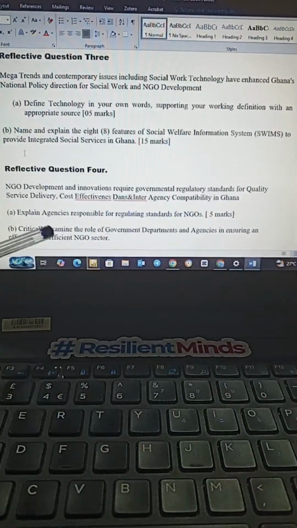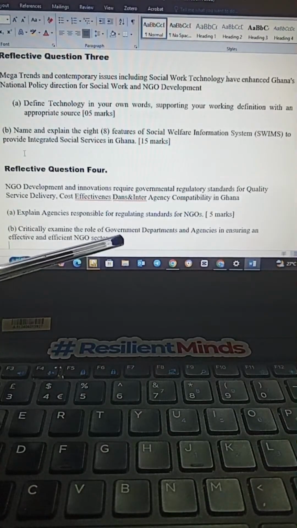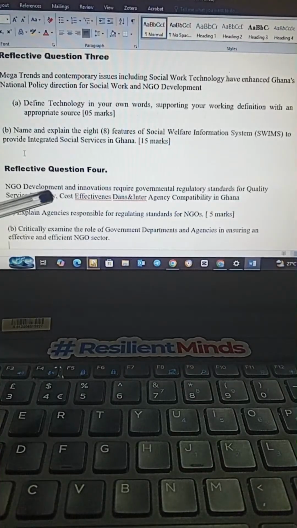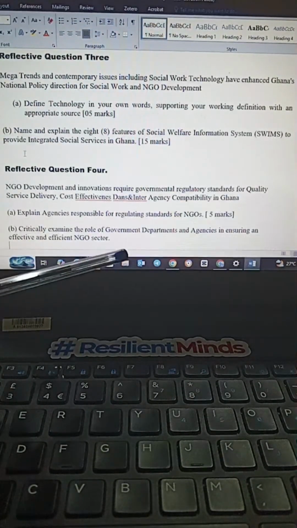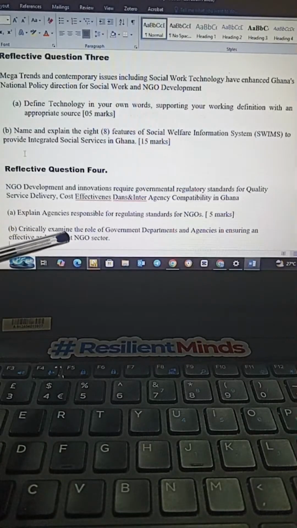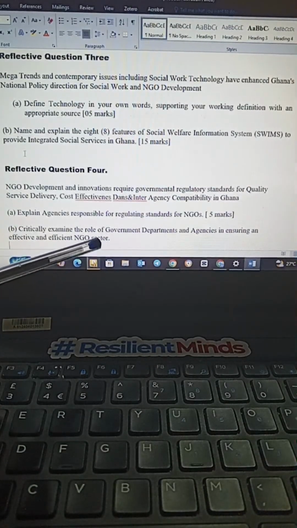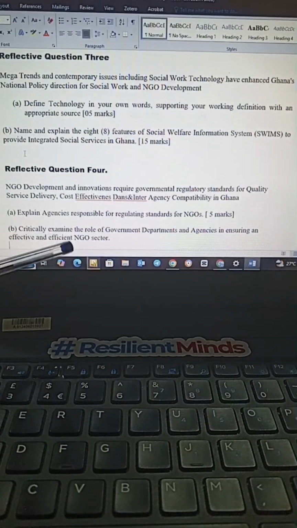Now the B says to critically examine the role of government departments and agencies. So here it is just asking what role each of the agencies you've mentioned plays in making sure that the NGOs are efficient and effective in their work and activities. If you take the Office of the Registrar General, what role do they play in making sure that NGOs' roles and activities are efficient and effective? So here you write something small about them.